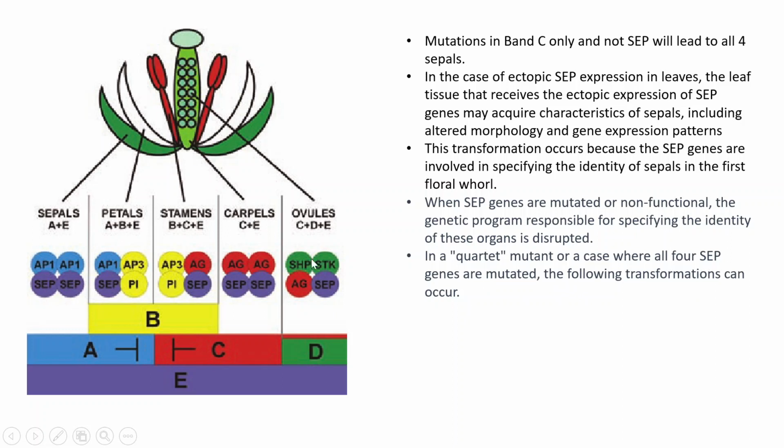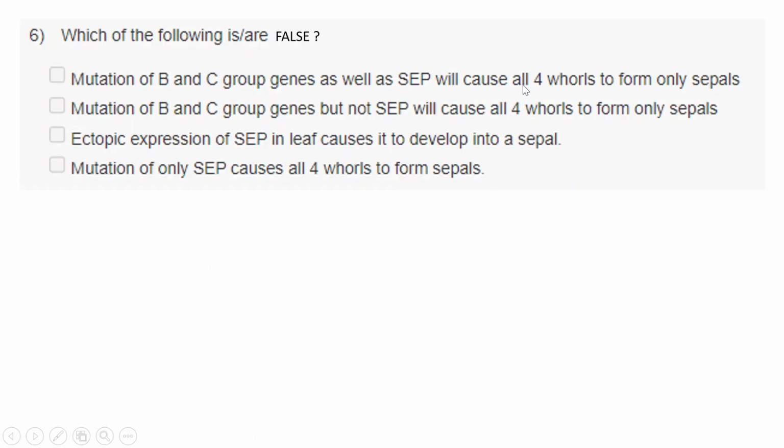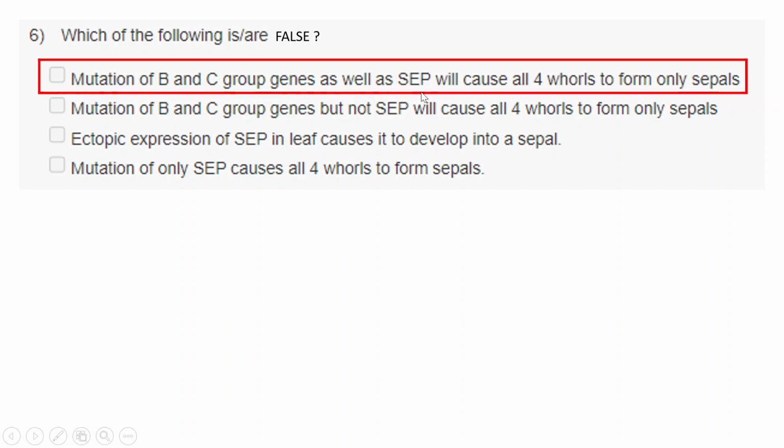So when all 4 SEP genes are gone, totally gone, like we have mutation of only SEP causes all 4 whorls to form sepals. So then this will also be correct. So the correct answer would be mutation of BC group genes as well as SEP will cause all 4 whorls to form only sepals. This will not be correct, because we need the SEP to form sepals. And so this is the first statement. Whereas mutation of only one SEP causes all 4 whorls to form sepal, because there are other SEPs to form the sepals.